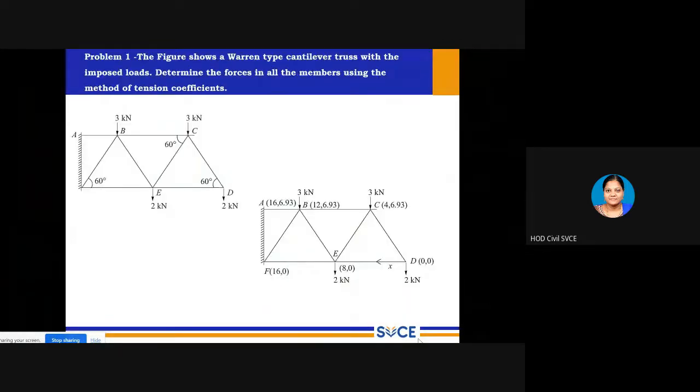Let me draw the free body diagram of the joint C. So you have this one, then you have CE. This is CB, this is CE, and you have CD also. Here also I am going to mark all the forces away from the joint. That is, I am assuming that all the forces are positive, all are tensile forces.